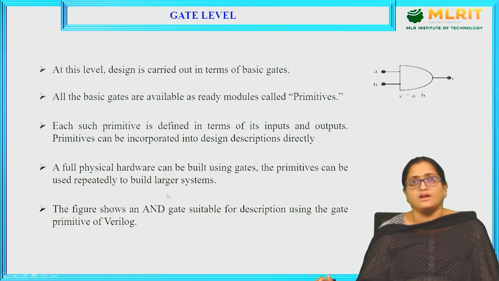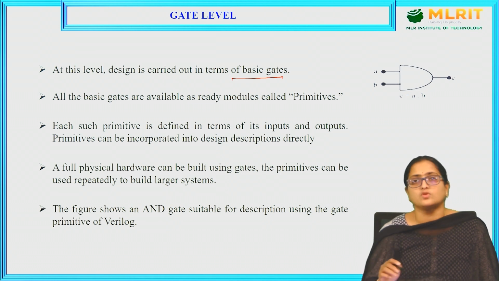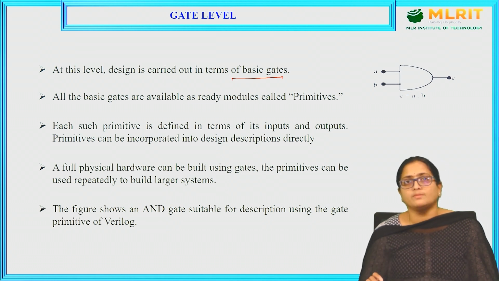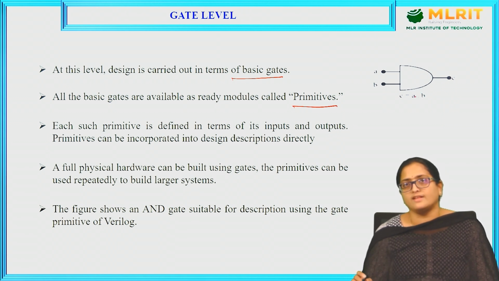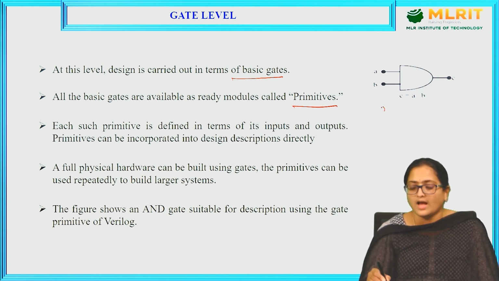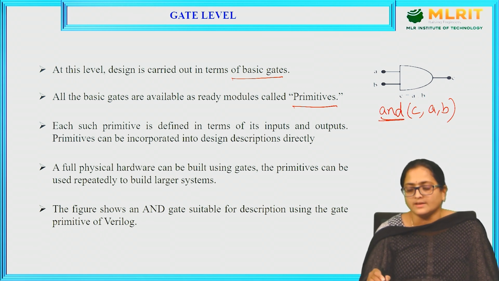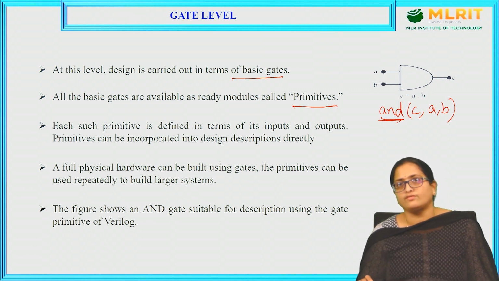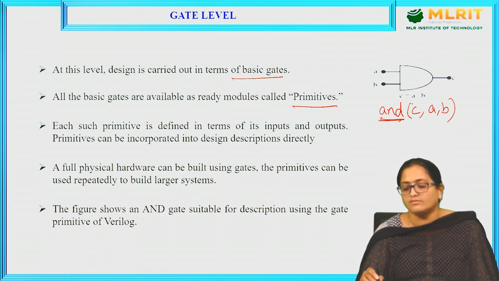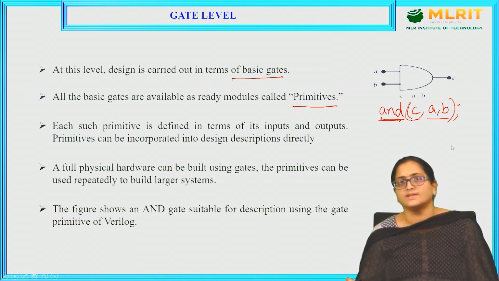At this level, design is carried out in terms of basic gates. All the basic gates are available as ready modules called primitives. See, here I have taken an example of an AND gate. So, we have a primitive called AND, which will be followed with outputs, then inputs. So, AND is a primitive. The syntax of a primitive is AND followed with output, followed with inputs and ending with a semicolon.